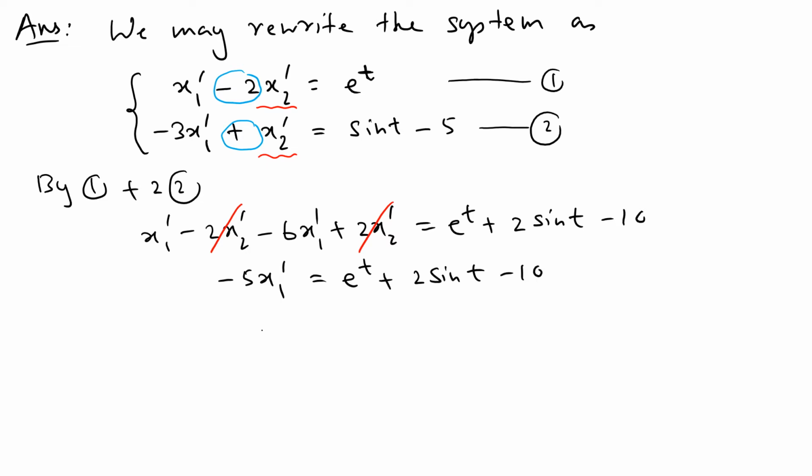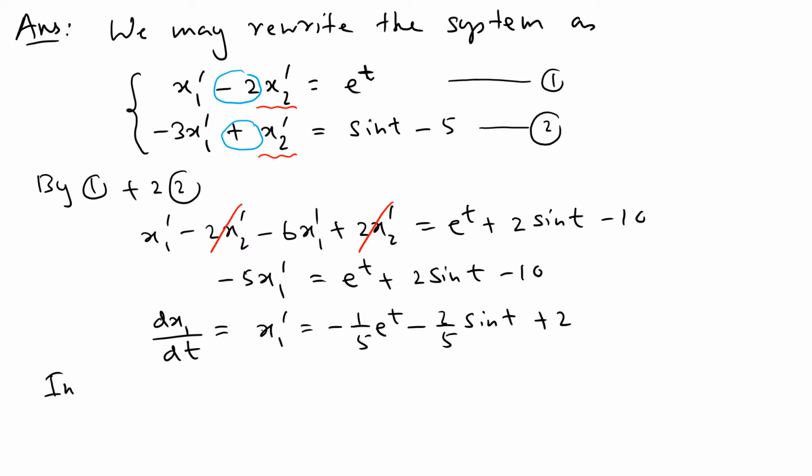You can divide both sides by negative 5. Once you divide by negative 5, you get x1 prime equals negative 1/5 e to the t, negative 2/5 sine t, plus 2. So that means you solved for x1 prime. This is simply dx1 over dt. So to get x1, what do you want to do? That's exactly what you did at the beginning of the class. You simply integrate. Once you integrate, you're going to get x1.